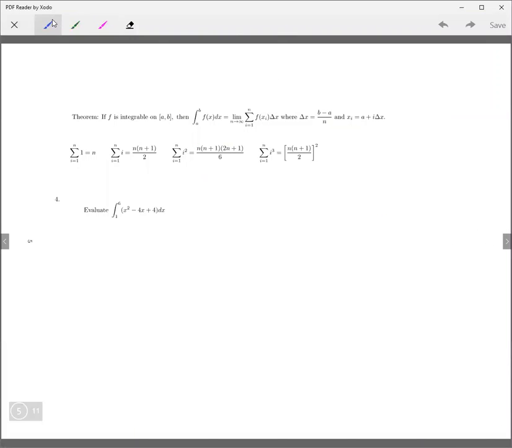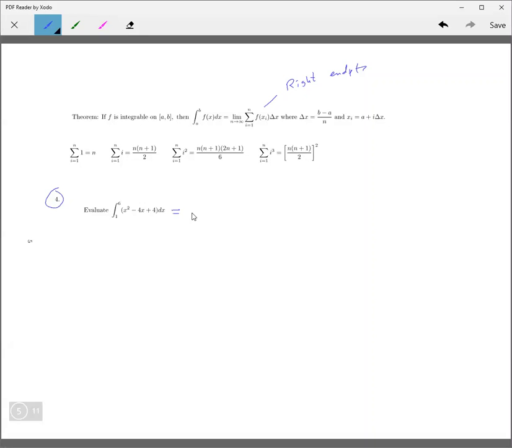Let's look at number 4. We have a limit here. If f is integrable, then the integral is this. And this is using the right endpoints. We're going to use all this stuff and actually evaluate an integral. Now, in the future, we're going to show you a much easier way, a shortcut way to do this. But let's just work with all this information here to do it.